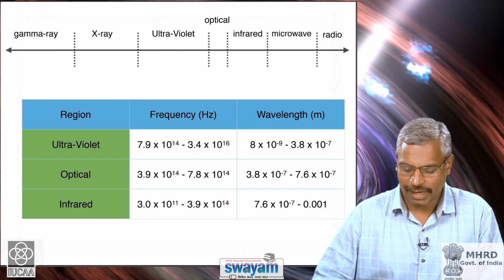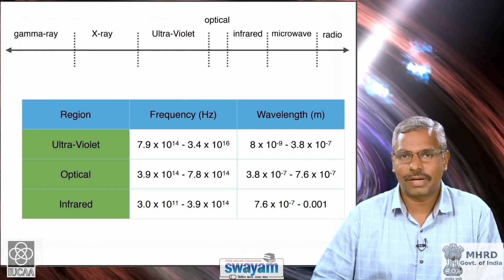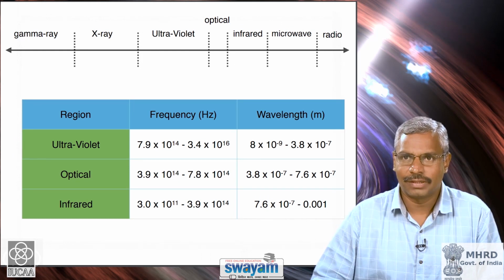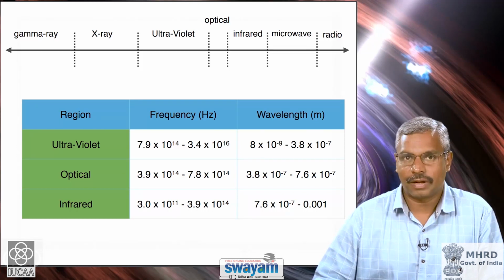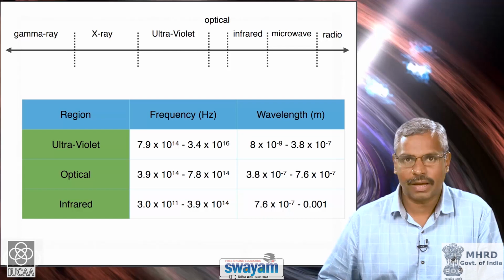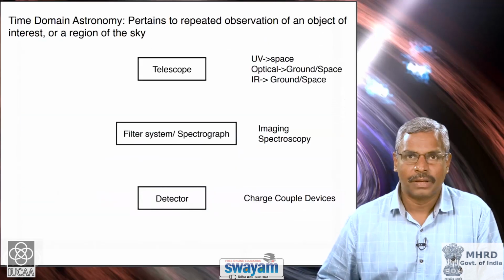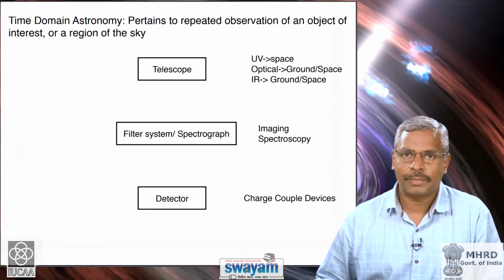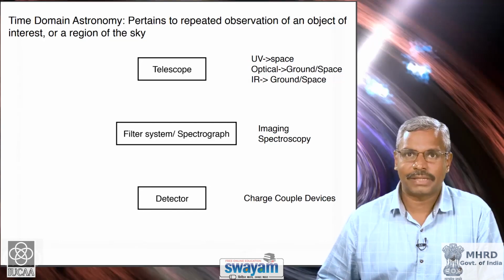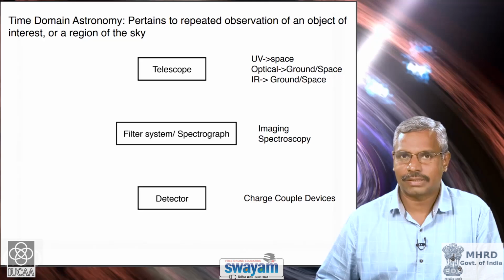I will be discussing time domain astronomy in the ultraviolet, optical and infrared wavebands. Given below is the table highlighting the frequency ranges and the wavelength regions covered by all three wavebands, namely ultraviolet, optical and infrared bands. Now, if you talk about time domain astronomy, this basically pertains to repeated observation of an object of interest or scanning a region of the sky repeatedly.